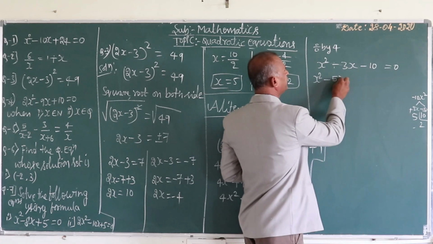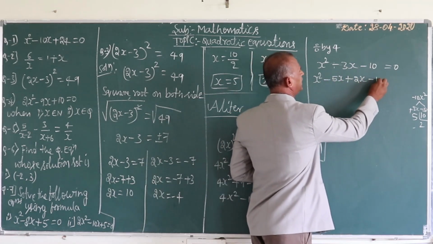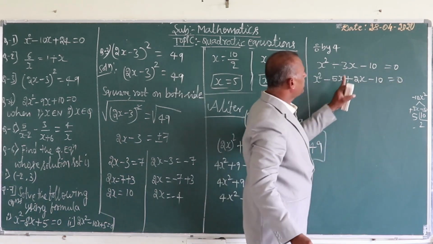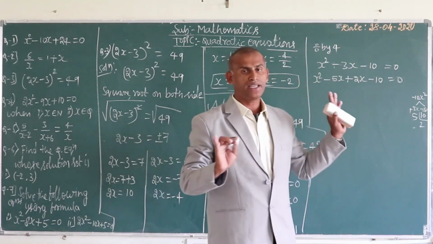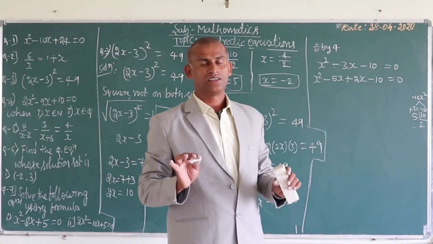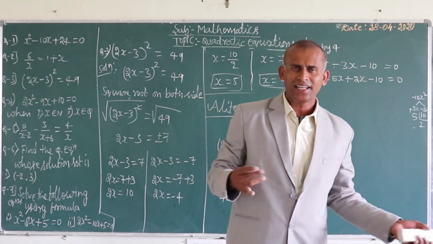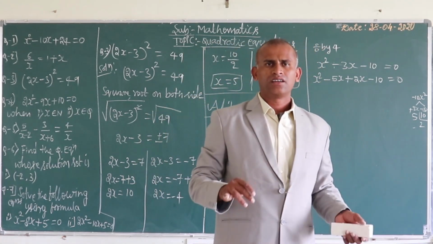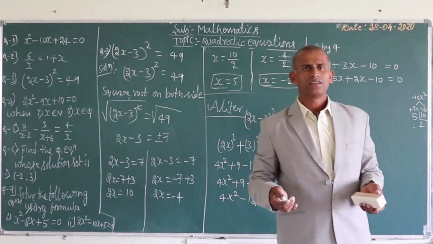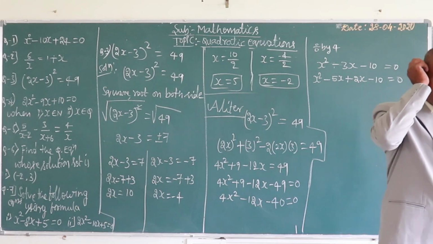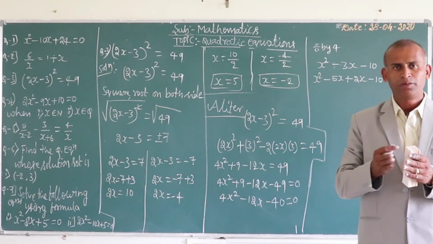Now x square minus 5x plus 2x minus 10 is equal to 0. This minus 3x we can write in the form of minus 5x plus 2x. Suppose you have 5 rupees, we can tell it as 10 minus 5 rupees; otherwise we can tell 5 rupees in the form of some splitting way.